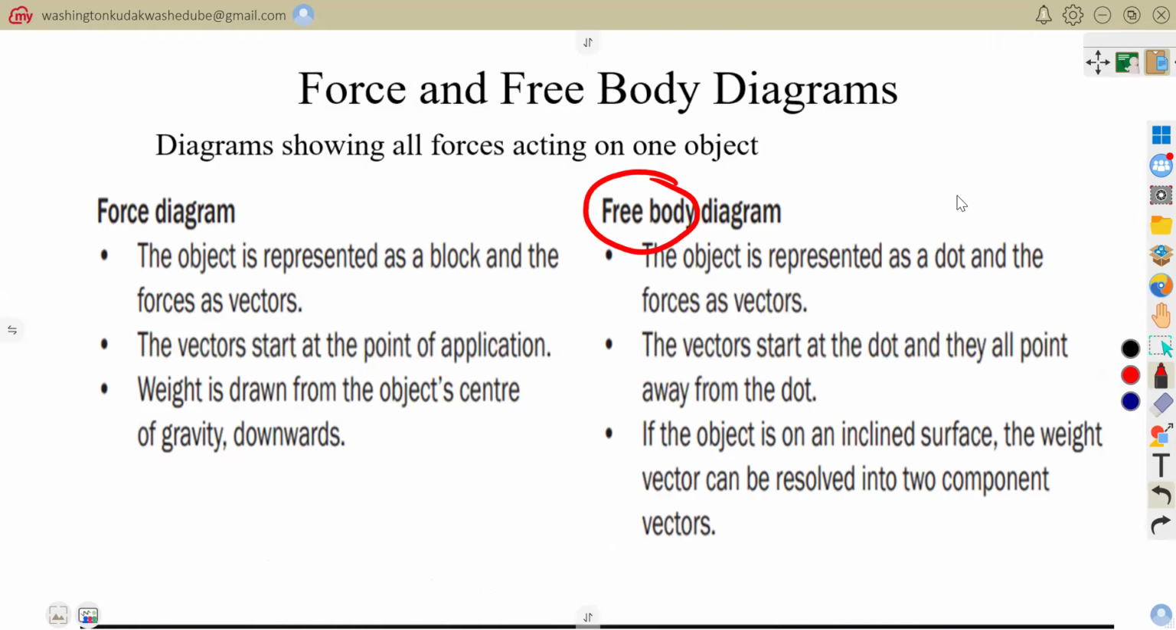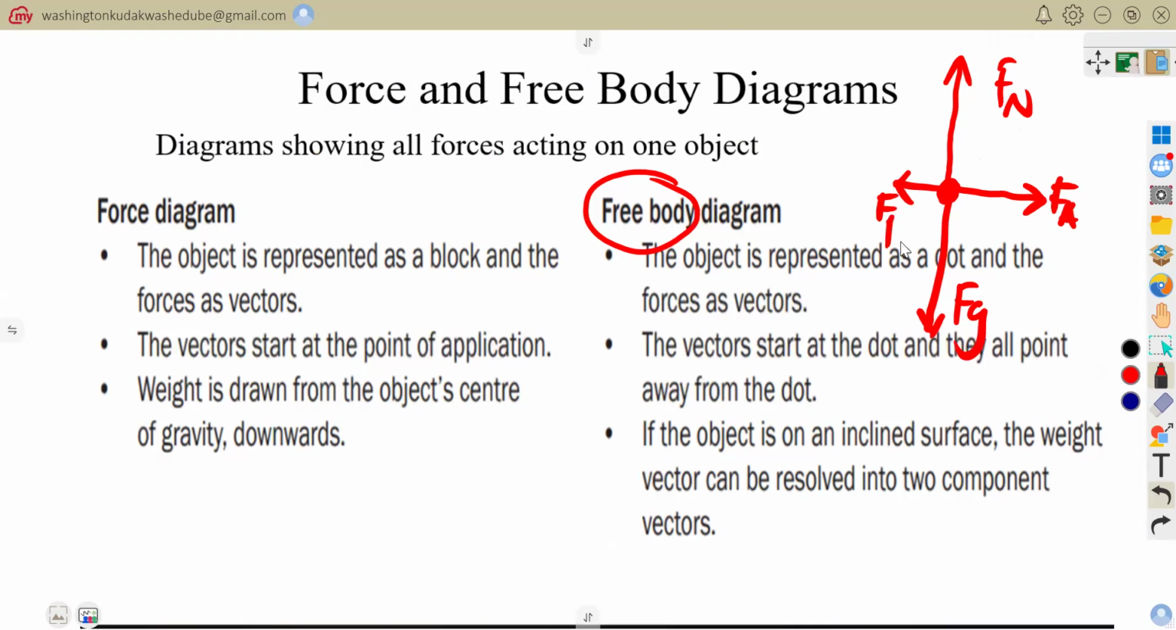This is where you would represent your body with a dot. And then you start representing your forces with an arrow. And then the magnitude of that arrow, or else the size of the arrow, will represent the size of your forces. And then the direction of the arrow will represent the direction of the forces. So that is simply how you draw your force diagrams and then your free body diagrams.